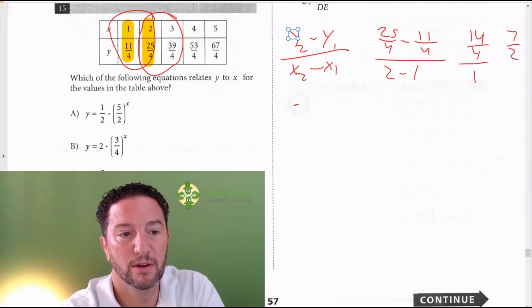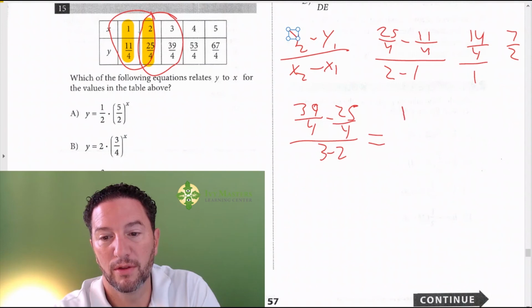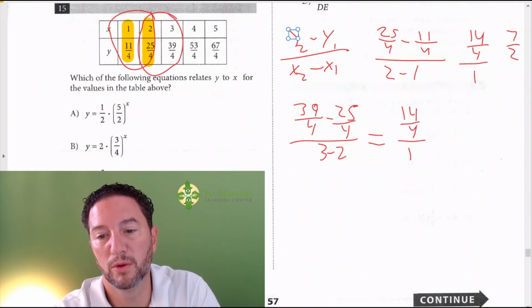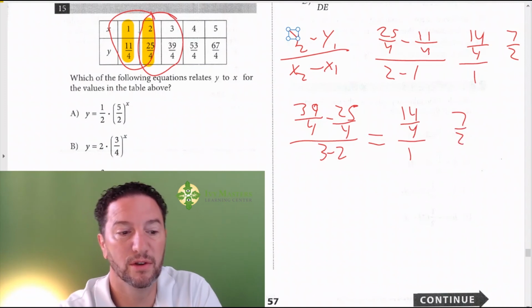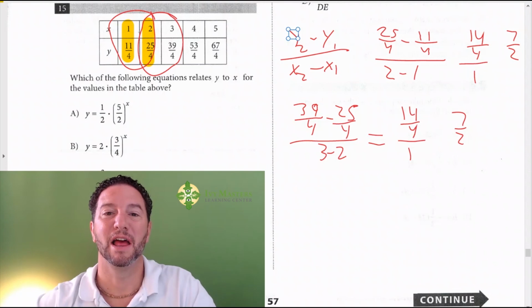So now if I do 39 over 4 minus 25 over 4, and then again it's going to be over 3 minus 2, which is just going to give you 1. So really we just have to pay attention to the top here. And we wind up with 14 over 4 over 1, which is again just 14 over 4, which reduced will give you 7 over 2. So we can see the slope is consistent. Your answer is D.